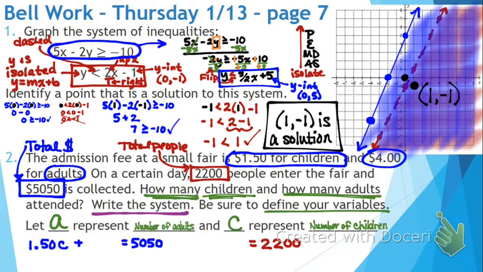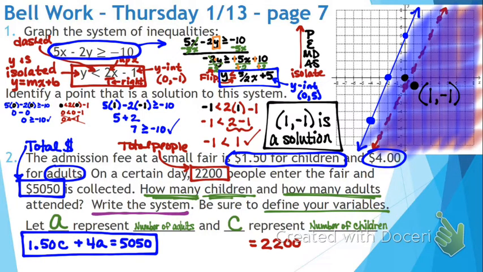You said plus 4A. Why plus and not minus? Why is it a positive? It's not taking away. They're going to take all the money from the children. That sounds kind of bad, but they're going to take all the money from the children. They're going to take all the money from the adults. They're going to put it together. When we put things together in math, that means we're going to add them. All right, so there's one of our equations right there.